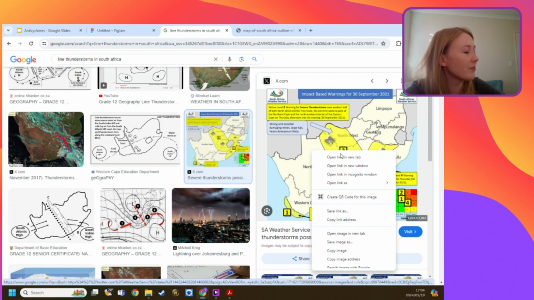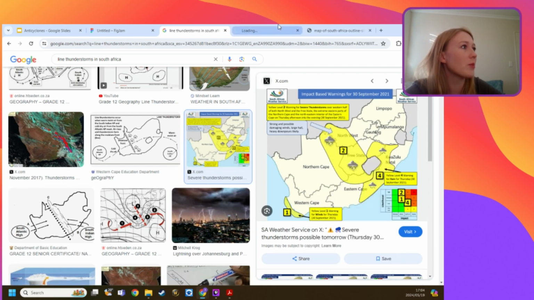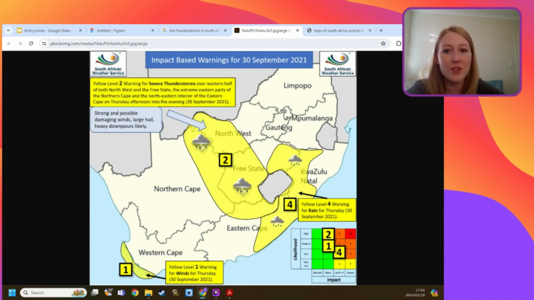And here you can see, open this a bit more, read what's on it. So this would have been a warning because of one of these storms. So you can see there was a yellow warning, yellow level 4 warning. There was rain. Do they mention any potential damage? Strong possible damage, large hail, heavy downpours likely. Okay, so there's definitely damage that can happen from a storm like this. But at the same time, it's also our source of water.